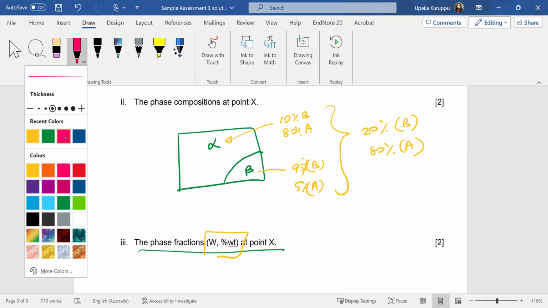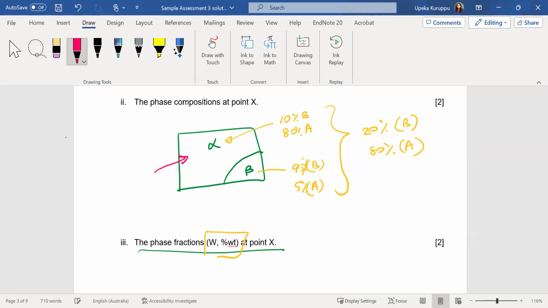Now what they ask is the weight percentage. If you consider this, how much percentage is alpha and how much percentage is beta? So this is the weight percentage of alpha and weight percentage of beta. Yes, it should be 10 and 90. Sorry, it should add up to 100. So how do we find the weight percentage here? Weight fraction. How much of alpha solid is there, and how much of beta solid is there? You use the lever rule. Do you remember that?